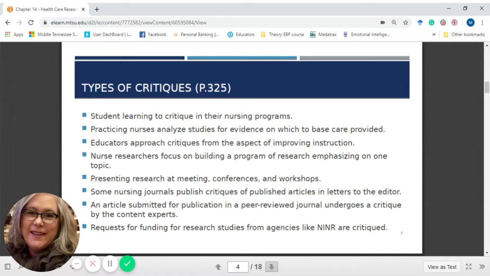We can also be editors to the research publications. We can do opinion papers if we're an expert in that field. When the article is submitted for publication, we have peer reviewers who look at those and critique the process and the content to see that that is sound research and they followed the guidelines that are required for good research. And then for funding and to do more research, we also look at critiques.